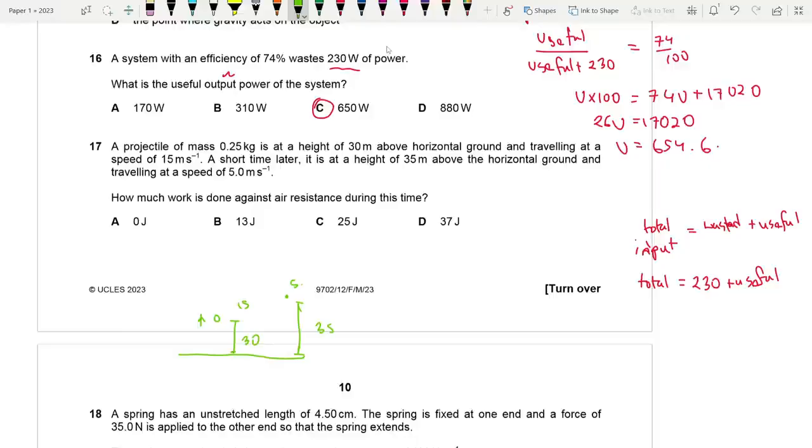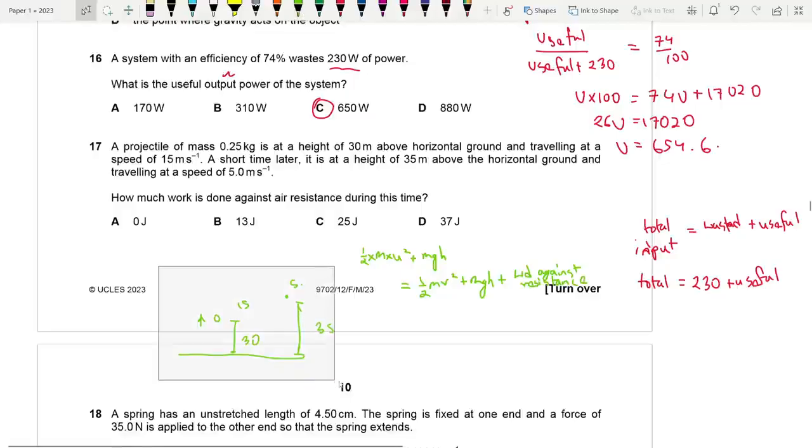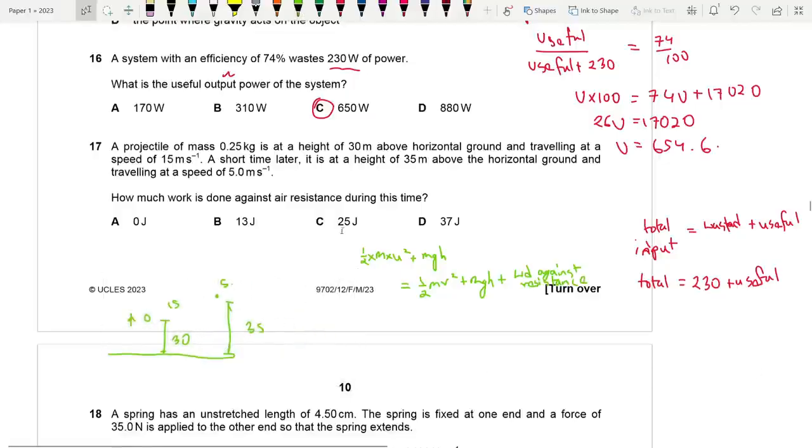Initially we have some KE, which is half. Initial KE is equal to half m u squared. We have some GPE, which is mgh, and finally we also have some kinetic energy, half m v squared, as well as some mgh, but we have also done some work done. We have some work done against resistance, which we specifically need to find out. So initial KE plus initial GPE is equal to final KE plus final GPE plus work done against resistance.